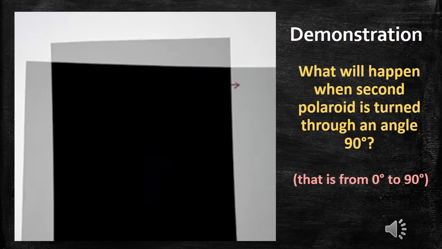Now we are going to derive the expression for the intensity of the light which emerges out from the second polaroid when the second polaroid is turned from 0 degree to 90 degree. Now we are going to derive 5 different cases. In the first case, theta value will be 0 degree. In the second case, 30 degree. The third case, 45 degree. In the fourth case, 60 degree. In the fifth case, 90 degree. For various angles, we are going to derive the expression for the intensity of the light which emerges out from the second polaroid.